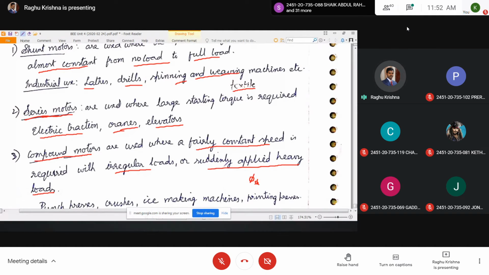Next, suddenly applied heavy loads. If a heavy load is applied, what happens? Ia increases, and if Ia increases, torque increases. Why does torque increase? Here we have the series field winding, so the flux increases with Ia, and torque is proportional to Ia square. So the compound motor will provide high torque, and it will maintain the speed almost constant, a fairly constant speed.